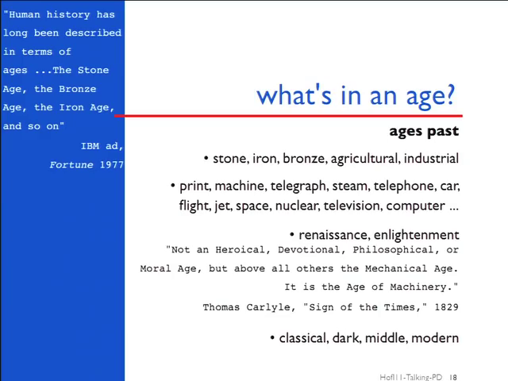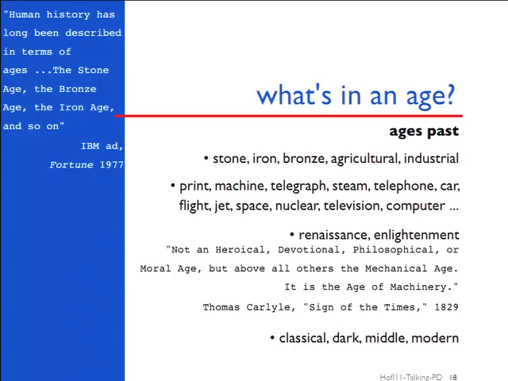And IBM is hoping we're going to call this the IBM age, by the time its ad is picked up. You're all familiar, I'm sure, with different ways of thinking about this. The one that IBM catches on is the Stone, Iron, Bronze, Agricultural, and Industrial Age. Those are familiar breaks. There are others that we'll talk about quite a lot where a technology is put in: the age of print, the machine, the telegraph, the steam, the telephone, the car.